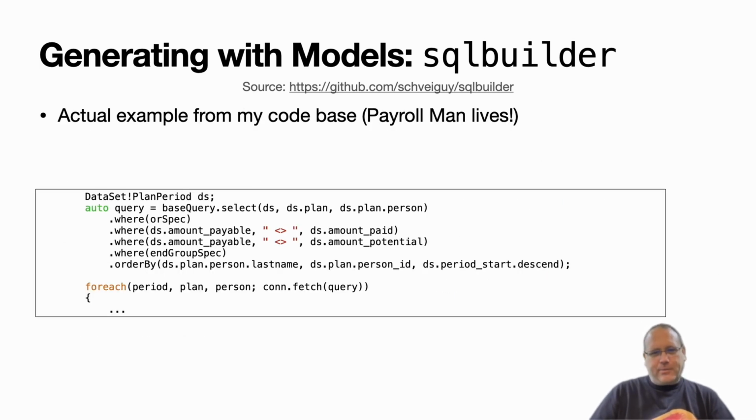And this is an actual example from my code. Yes, payroll man still lives. This is getting some commission payments information. And that where or spec is a little ugly, but what it's saying is, anytime you add a new where, it's going to be anded on to the last one. And an or spec is saying, no, actually do or and not and. So here I'm saying, give me all the plan periods, which is a thing that says how many commissions have been paid for that plan period, the plan itself, and the person from that plan. And I just get those back directly from the database. It figures out how to serialize that for me.